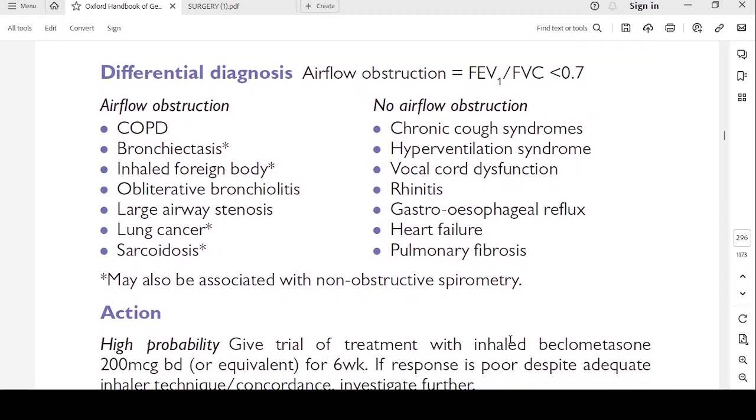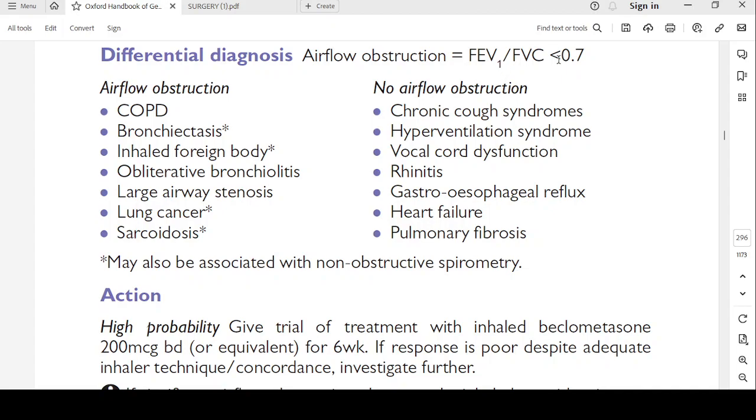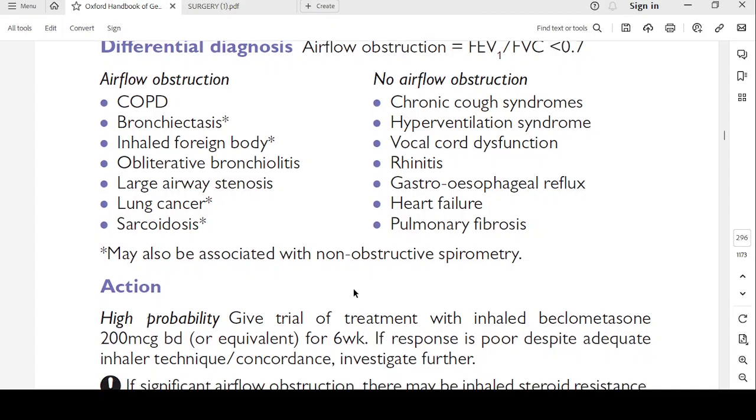Differential diagnosis. Airflow obstruction, that is FEV1 by FVC less than 0.7, or no airflow obstruction. Airflow obstruction is due to COPD, bronchiectasis, inhaled foreign body, obliterative bronchiolitis, large airway stenosis, lung cancer, sarcoidosis. No airflow obstruction: chronic cough syndromes, hyperventilation syndrome, vocal cord dysfunction, rhinitis, GERD, heart failure and pulmonary fibrosis. Lung cancer, sarcoidosis, bronchiectasis, and an inhaled foreign body can also be associated with non-obstructive spirometry. So this is the differential diagnosis of asthma.